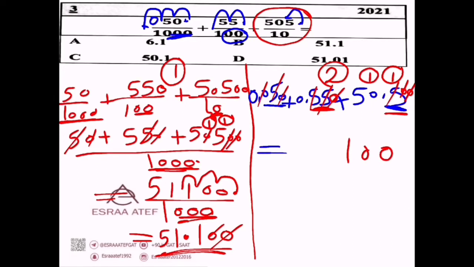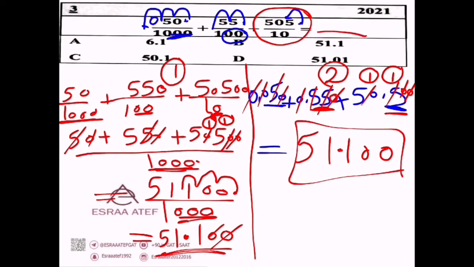1 and 0 and 0 and 0 will be 1, and we have 5, and the decimal is after 3 numbers, which will be here, so it's the same answer. So you can solve by this method or by this method, it's okay for both.